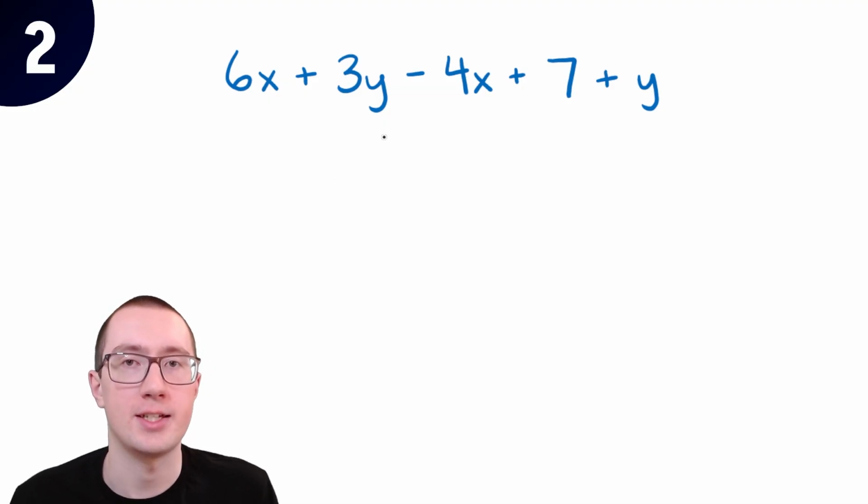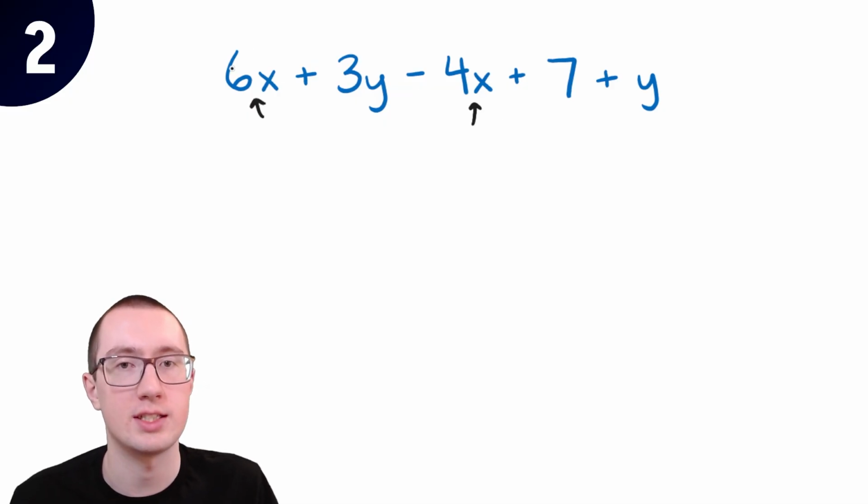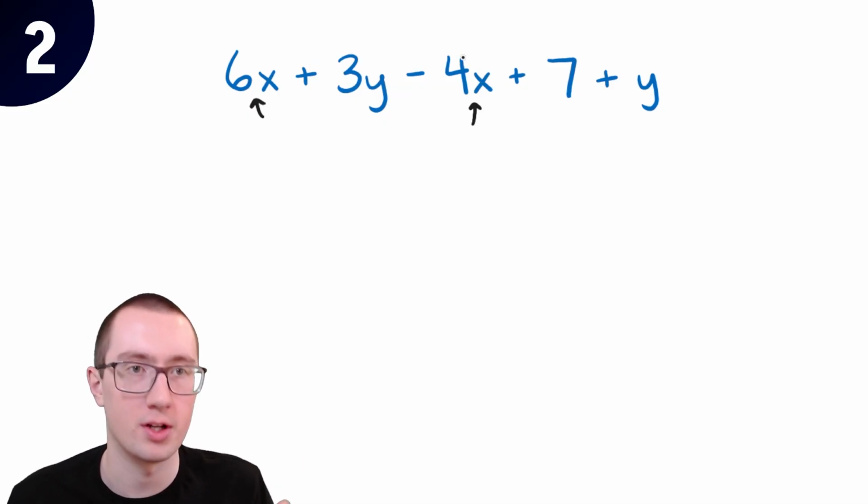So remember that we can add together any like terms. So I'm seeing here we have two terms with an x. We have a 6x and a minus 4x. One of the keys of algebra is that minus signs always stay with their numbers.